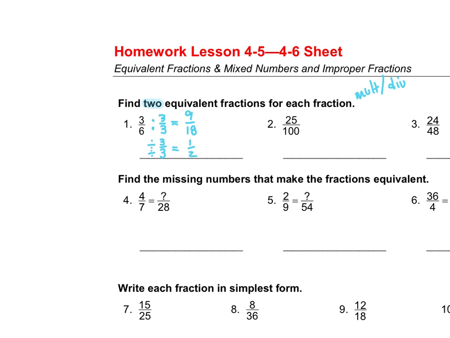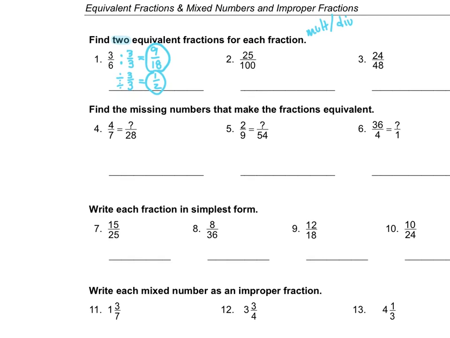So I'd like you to try to use 2 different numbers than I did, but come up with your own equivalent fractions and do give 2 examples, 2 equivalent fractions for each of the problems. For the next section, we're going to find the missing number that makes the fraction equivalent. So here we have a missing number. You'll want to think of what's the relationship between the 2 numbers you do know, and use that to find the missing number. If you've forgotten how to do that, check example 2 in your notes.